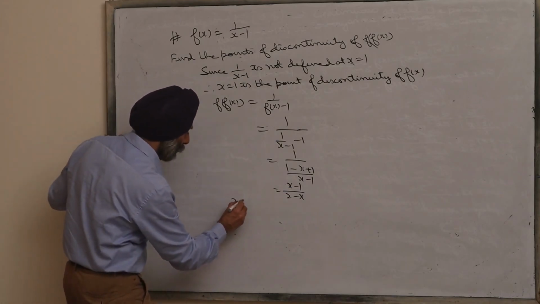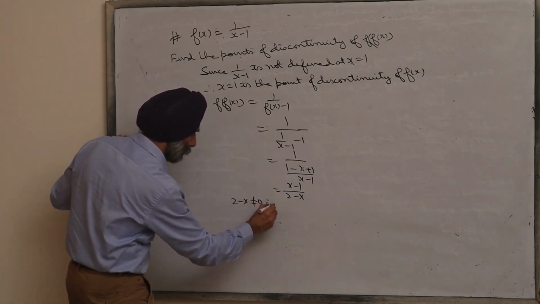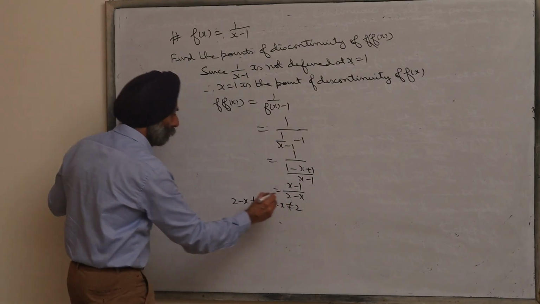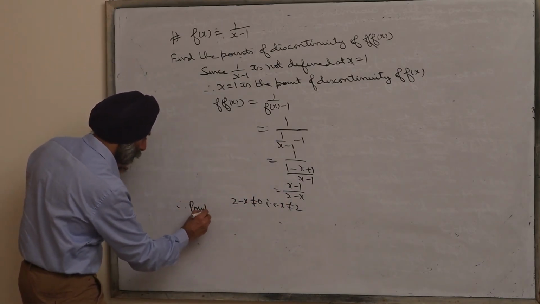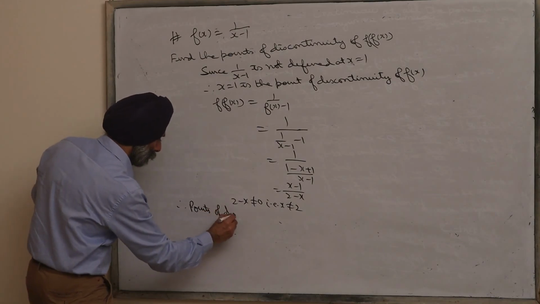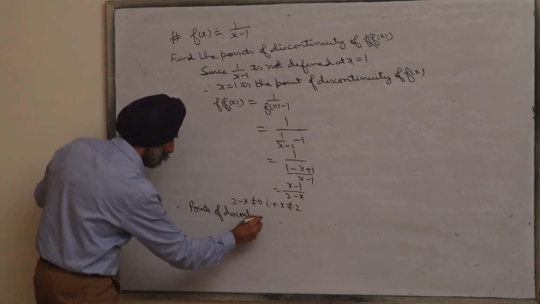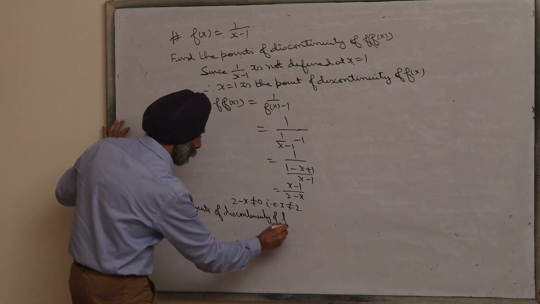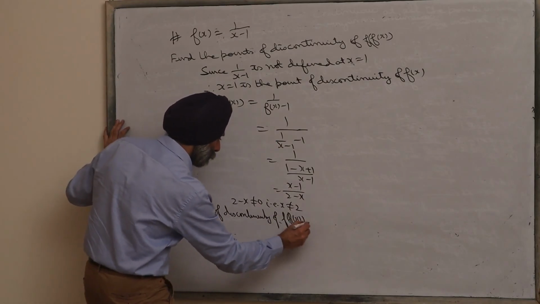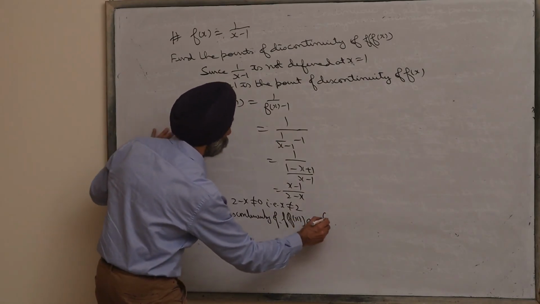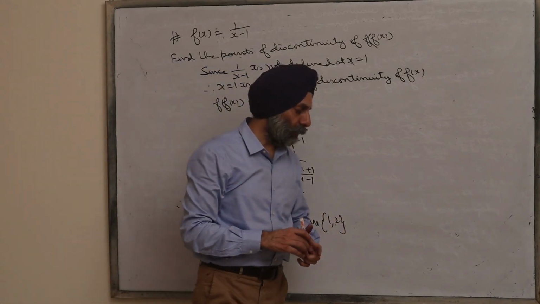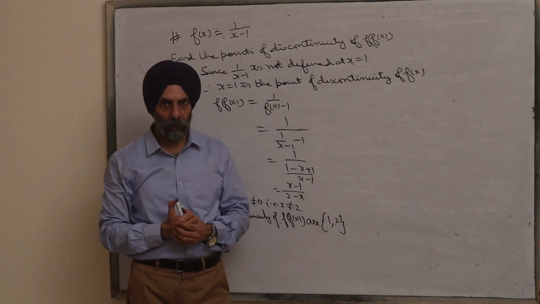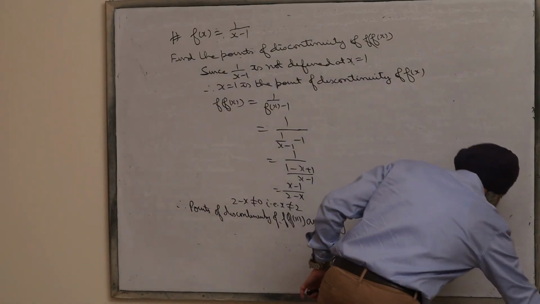Now 2 minus x should not be equal to 0, that is x should not be equal to 2. So therefore points of discontinuity of f of x are 1 and 2. So 1 and 2 are the points of discontinuity of f of x.